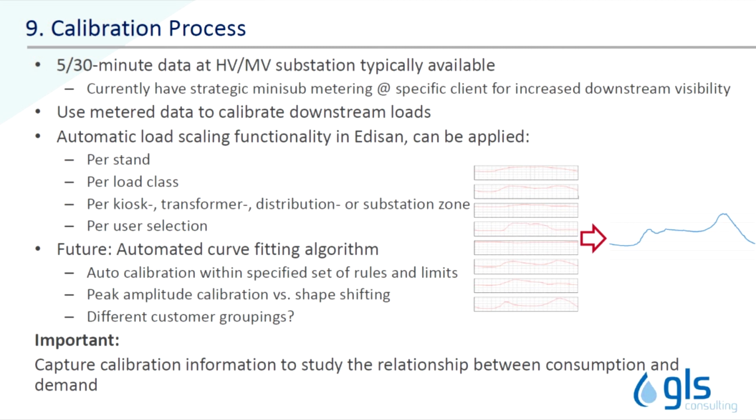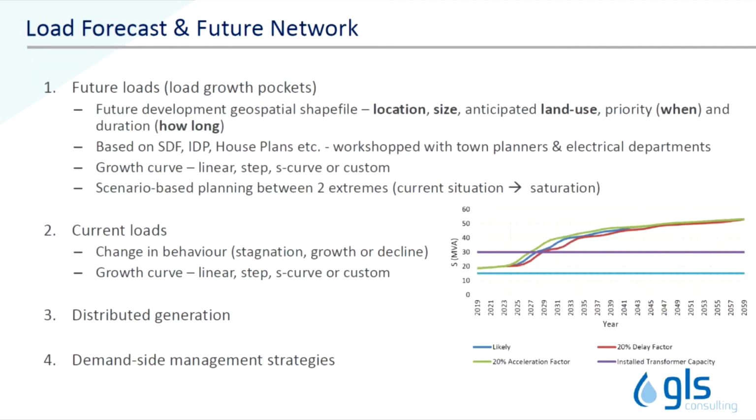So in terms of load forecasting, the future load growth pockets, we also incorporate geospatially into the Edison network model by means of a shapefile. And in that shapefile, we document the location of the new development, the size, the anticipated land use, when the development will start, and also how long it will take until the development is saturated. So this we base on STFs, IDPs, house plans, etc., and we workshop that with town planners and electrical departments.